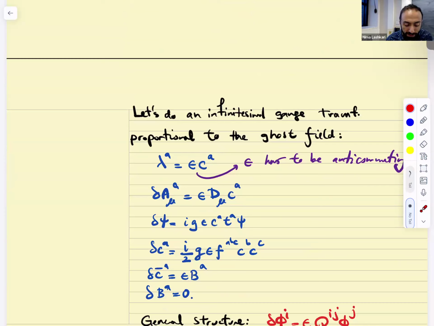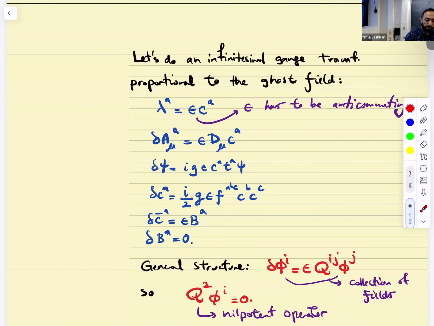All right, so that means that delta A_mu is epsilon D_mu c^A, because this epsilon is just an anti-commuting Grassmannian variable. So there's no derivative or anything. It doesn't depend on space. I apologize for these little slips. So delta of c is going to be i g epsilon c^A t^A c. This is the gauge field. This is the term that I'm going to transform c^A with. c-bar^A is this way, and delta B^A is this. I claim this is a symmetry of the Lagrangian.